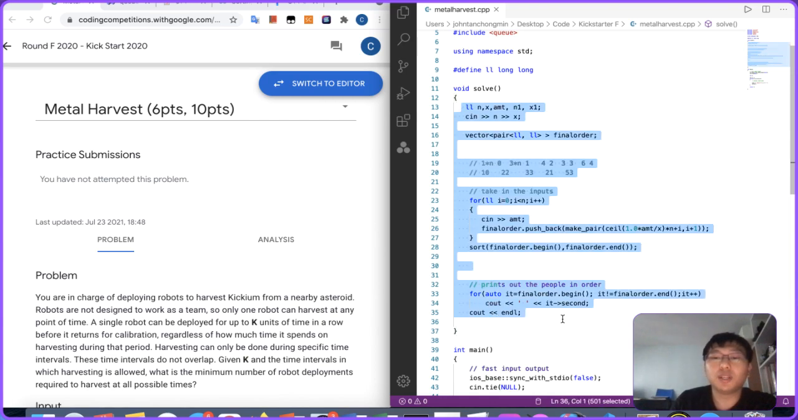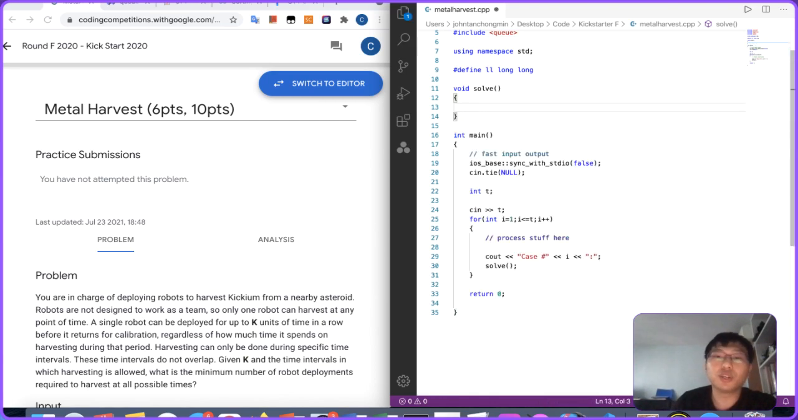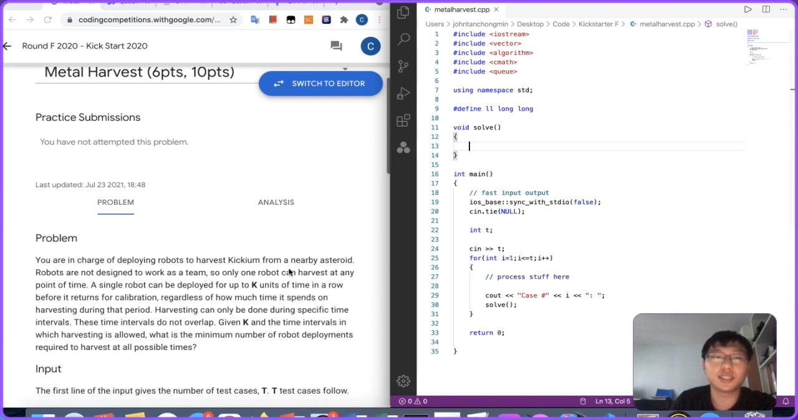As always, if you have this template code for Google Kickstart, the only thing you need to modify is the solve function. The rest you can just keep there. Let me put the space here because I deleted it just now. So this saves some time in Google Kickstart.